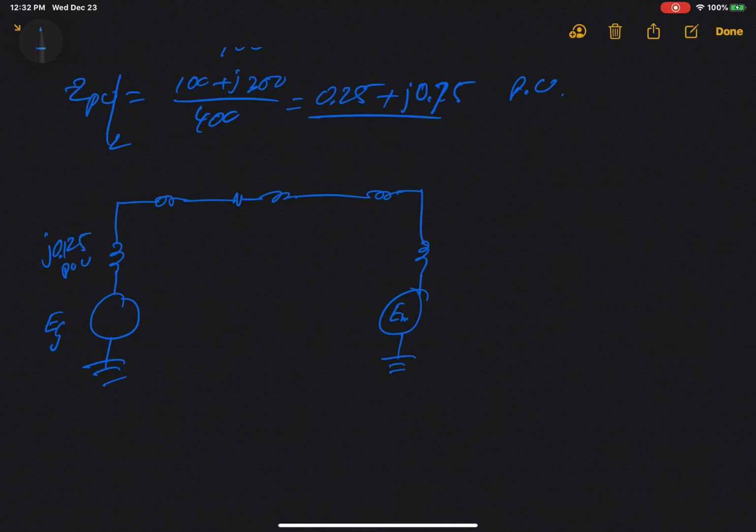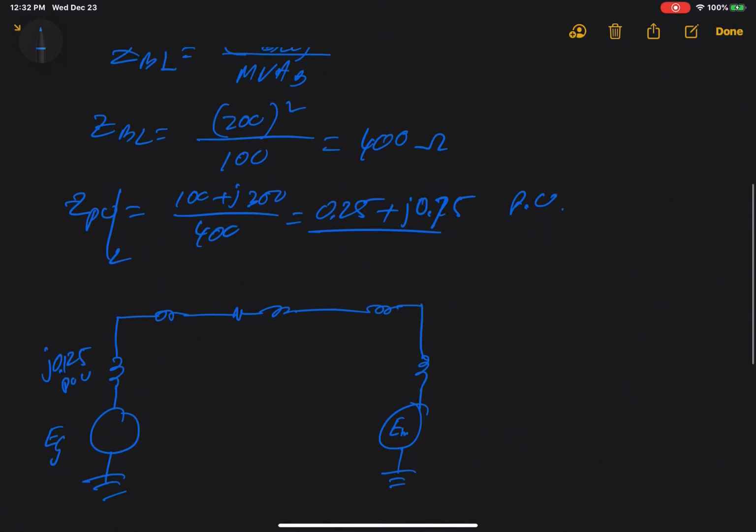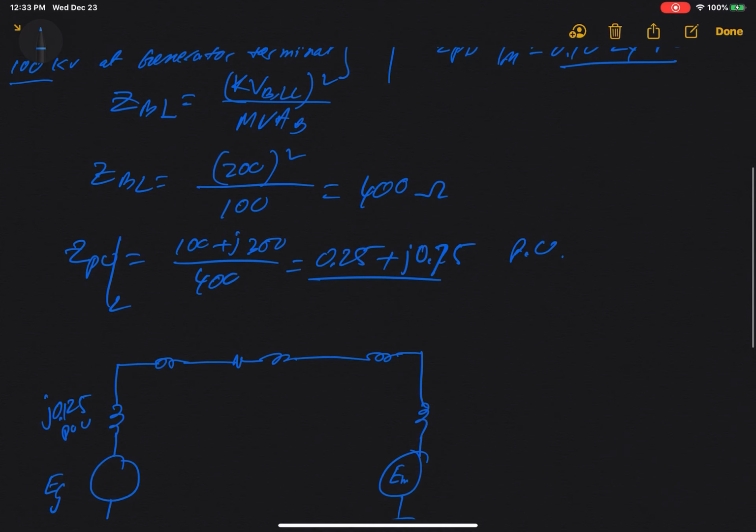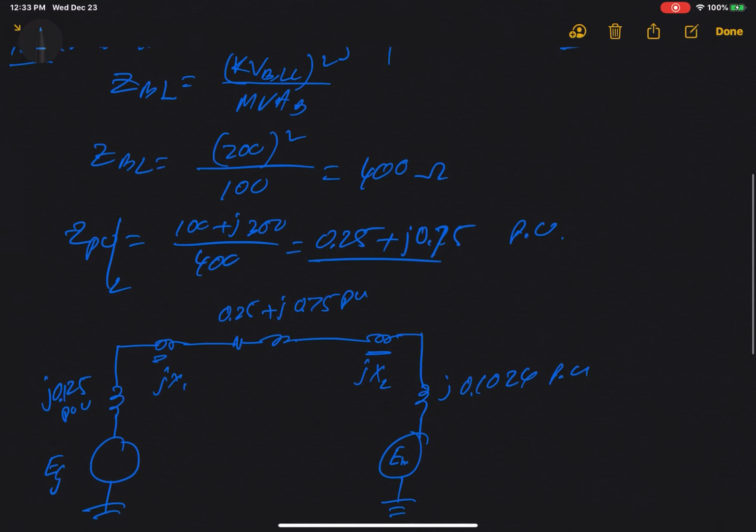Then you get the other side over here. This motor, we just found: it is J0.1024 per unit. Then this one I also found: 0.25 plus J0.75 per unit. You can also find these two over here. I'm going to put JX2, JX1. So this is the per unit diagram for your system.